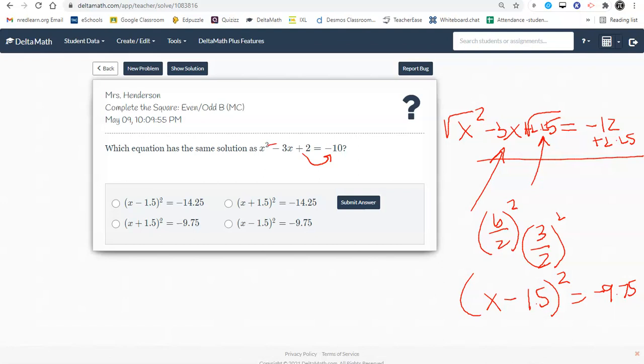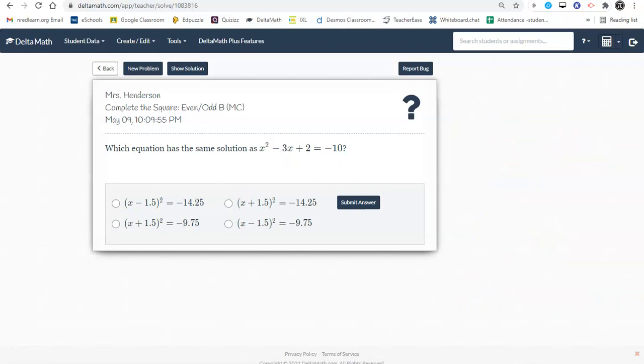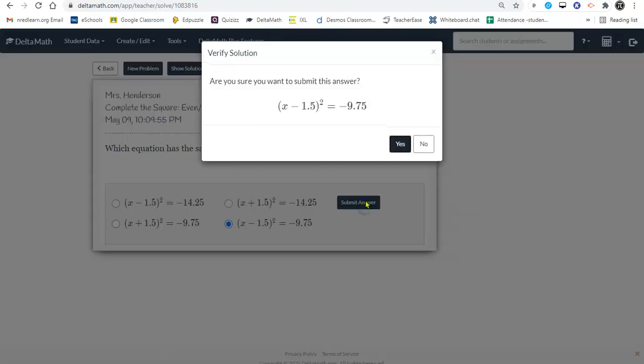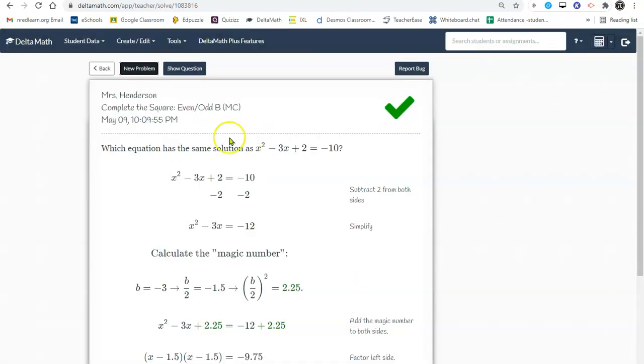Another important piece is that whatever the sign in the middle is, that's what the sign of your answer has to be. So I automatically know these two were out. I automatically know those two are out. And because I was adding 2.25 to both sides, that's going to give me this one as my final answer. So let's take a look. We're going to click here and submit it. And yes, we did it.